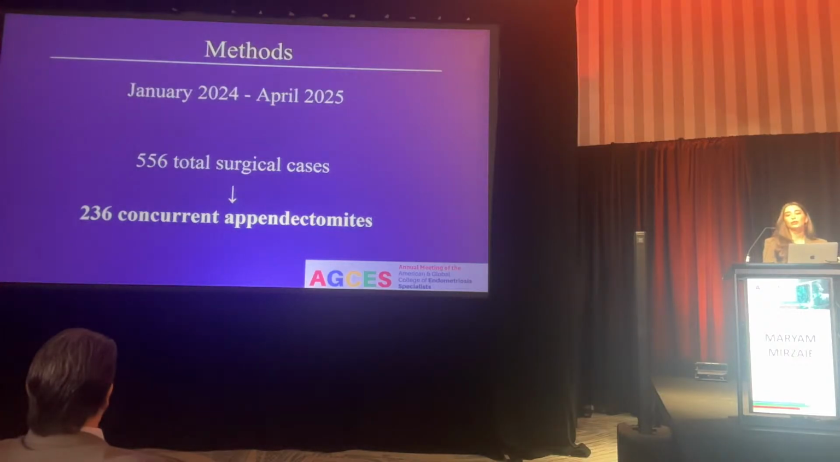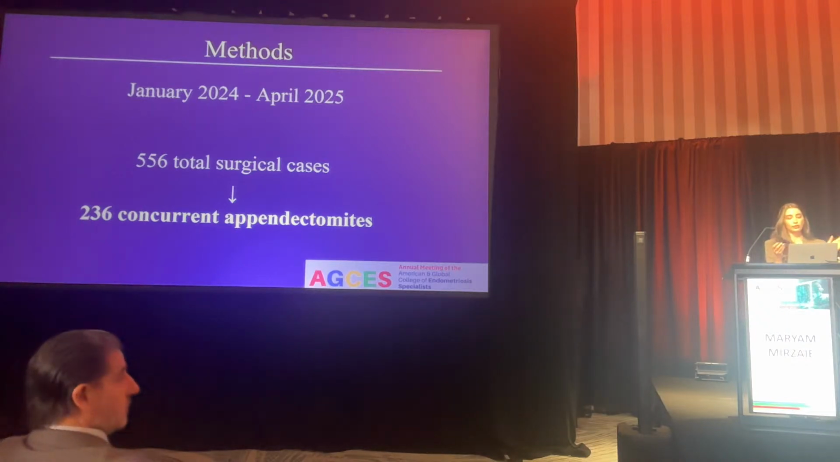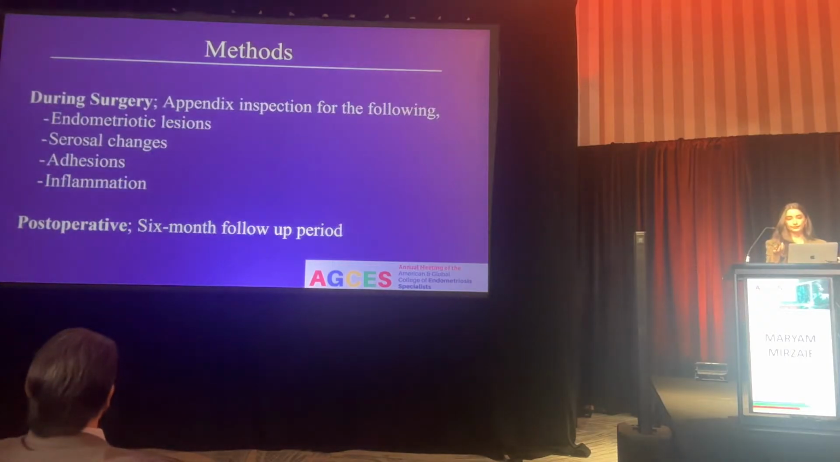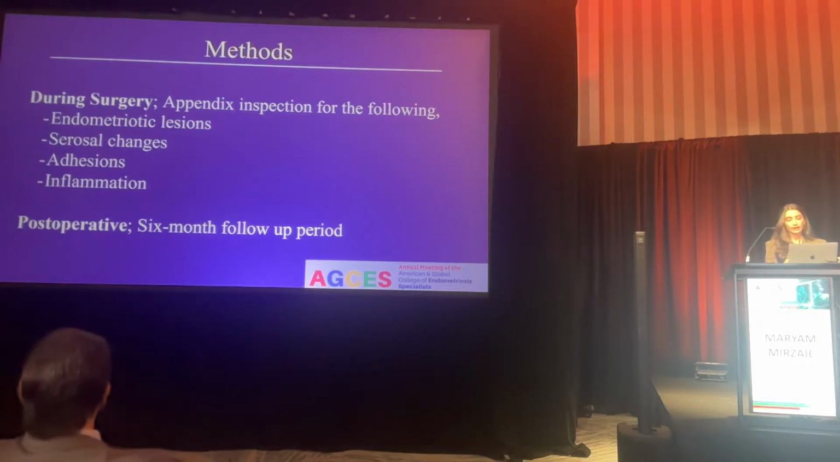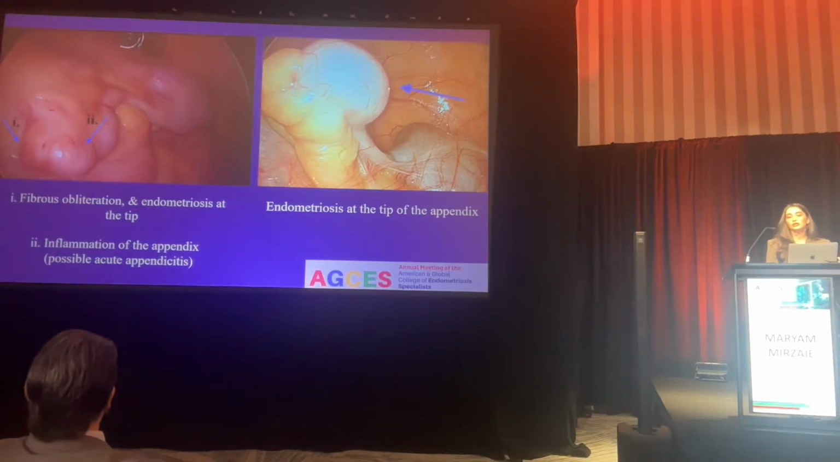So this was a retrospective cohort study. Any patient who underwent an appendectomy in this time frame was included, and their initial reason for surgery was either primarily pelvic pain or infertility. During surgery, the appendix was carefully inspected for the following criteria. And let's see, I have images here. These are from Dr. Camran Nezhat's case. On the left, we have endo and a little bit of inflammation, and on the right, we have some more endo. Post-operative outcomes were assessed over a 6-month follow-up period.